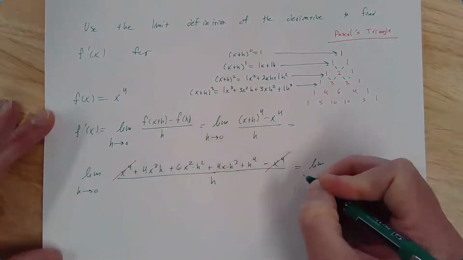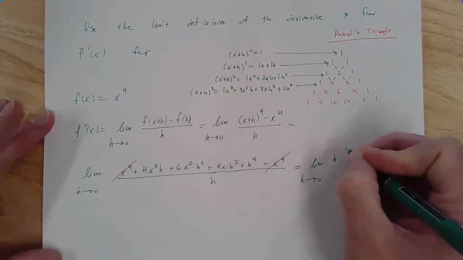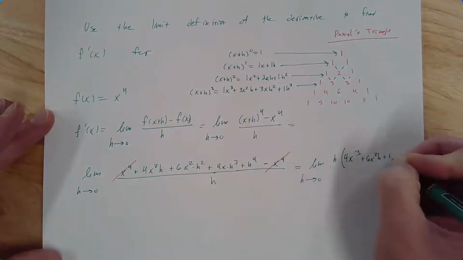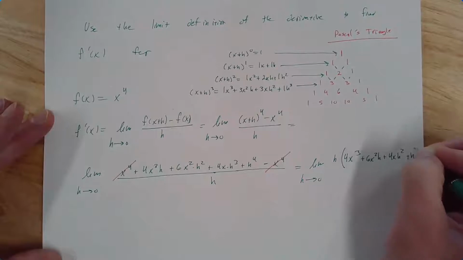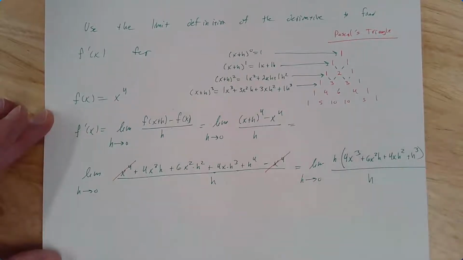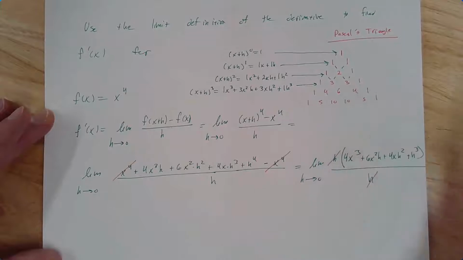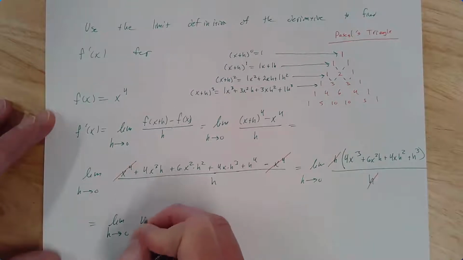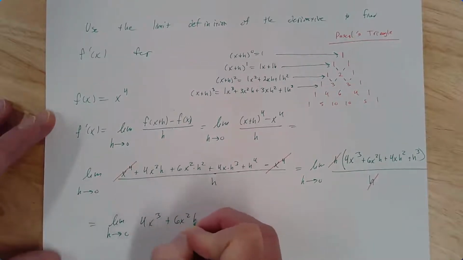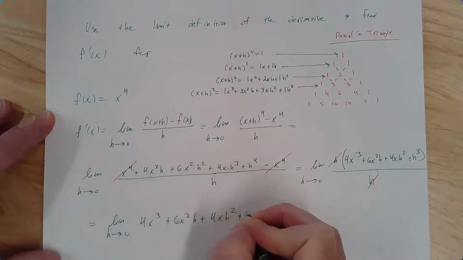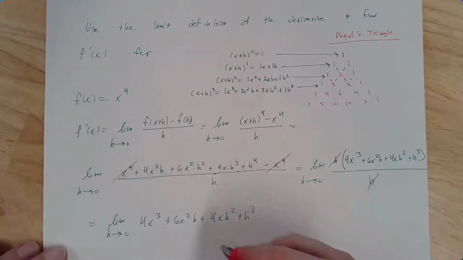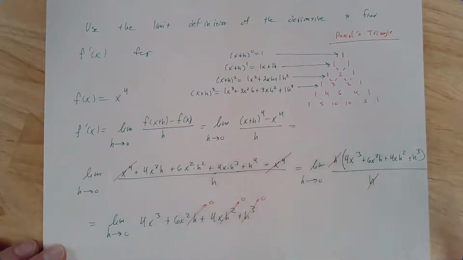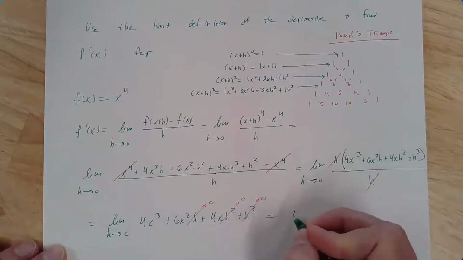This is the limit as h goes to 0 of h times 4x cubed plus 6x squared h plus 4xh squared plus h cubed, all over h. H divided by h cancels out, leaves a 1 behind. And then we've got the limit as h goes to 0 of 4x cubed plus 6x squared h plus 4xh squared plus h cubed. And each of these things that has an h in it is going to go to 0, because h is going to 0. So we're left with 4x cubed.